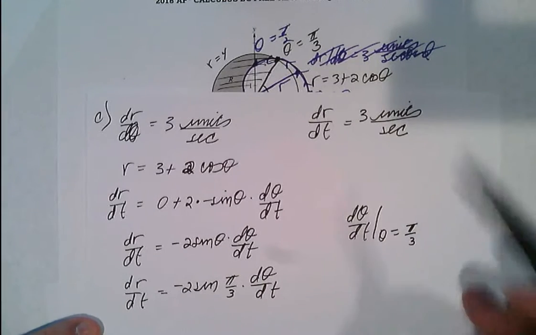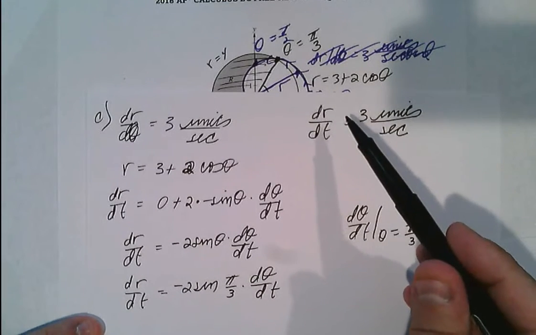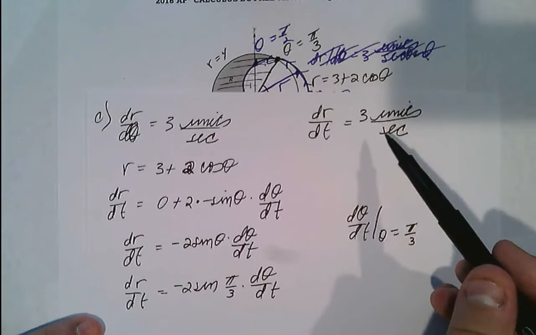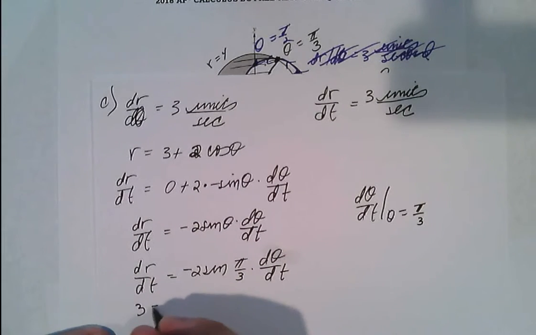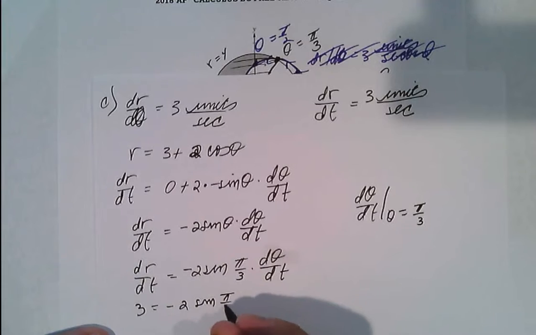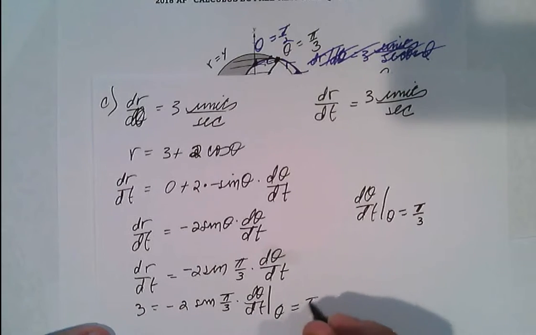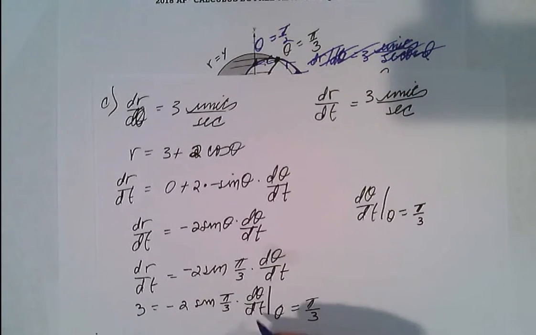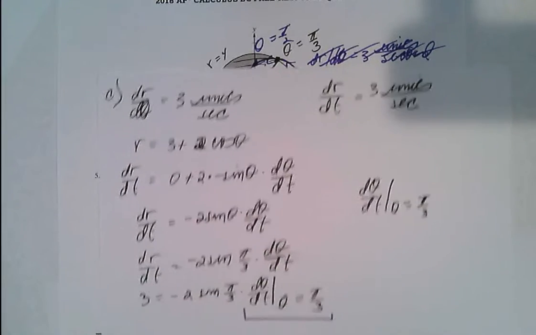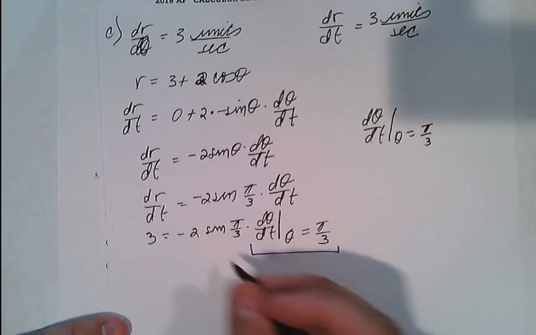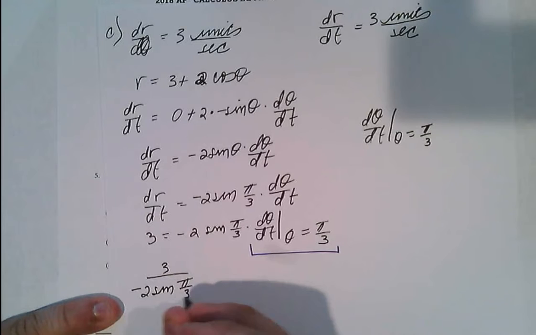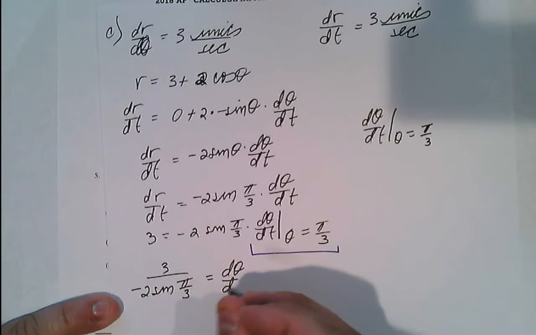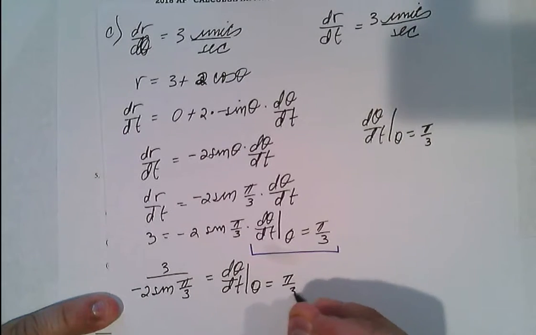times d theta dt. They told us earlier in the problem that the radius changes with respect to time at a constant rate of 3 units per second. So that means that this dr dt, 3, equals negative 2 times the sine of pi over 3 times d theta dt when theta equals pi over 3. This is the expression that I'm looking for. So all I need to do is divide both sides by the negative 2 sine pi over 3. So 3 divided by negative 2 sine pi over 3 is equal to d theta dt when theta equals pi over 3.